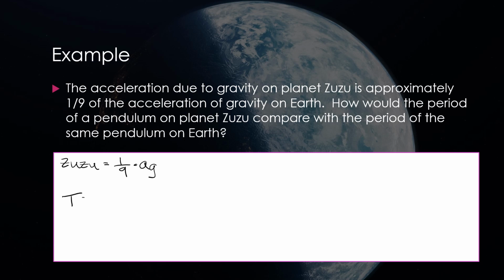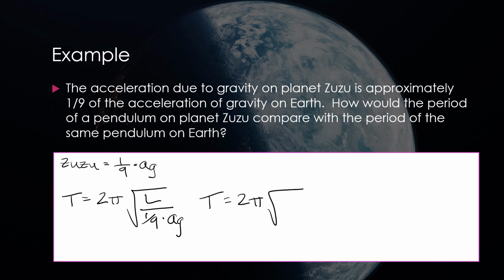So, proportional reasoning. What I'm going to do is say 2 pi square root of L, and then here, instead of a sub g, I'm multiplying 1/9 times a sub g. Denominators trip me up, so I'm going to rewrite this another way. That's the same thing as 1 over 1/9 times L over a sub g. 1 divided by 1/9. Keep, change, flip. That's just 9.